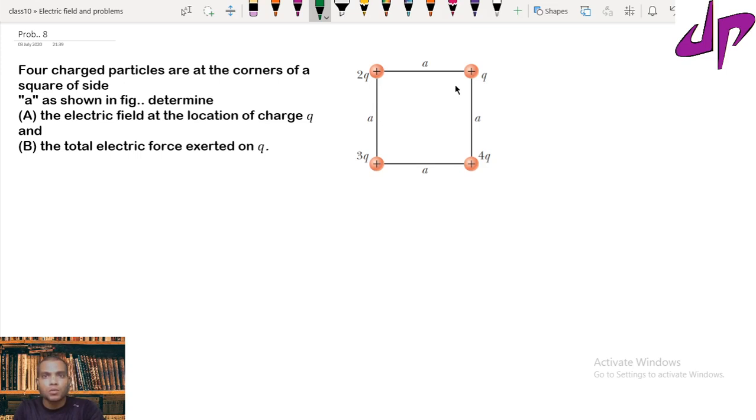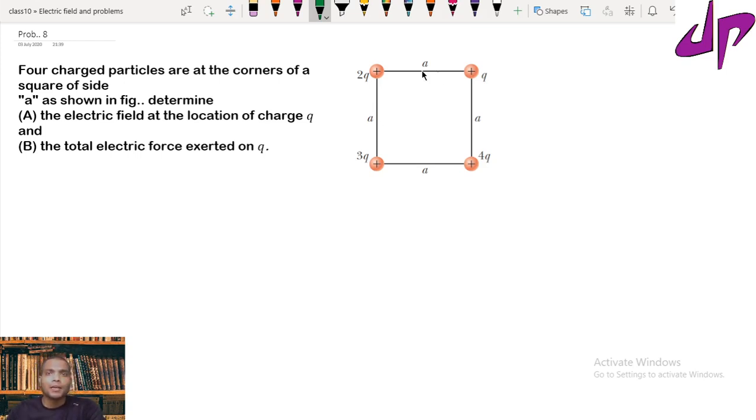So this is the q. Here we only need to figure out the total force because of these three charges. My humble suggestion before solving this problem: first figure out the direction of the electric field where you want to find it, by bringing in a coordinate system, or it is easy to use unit vectors.